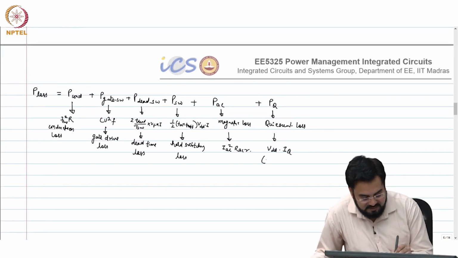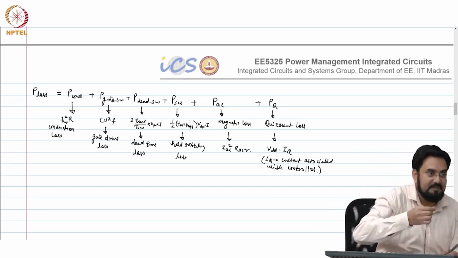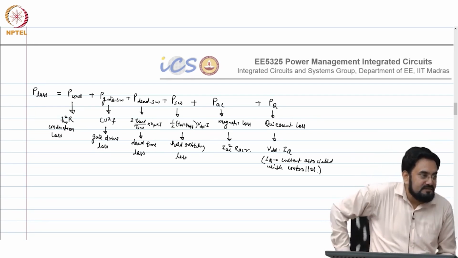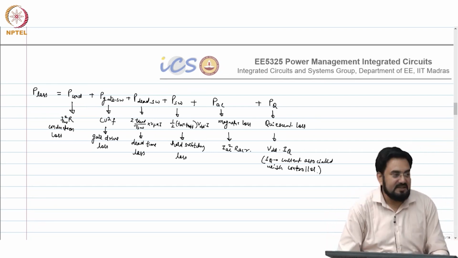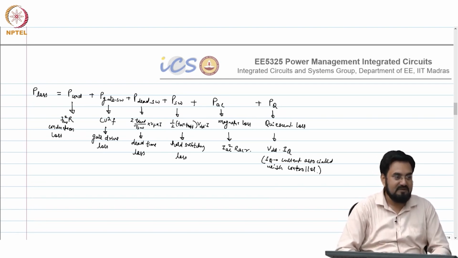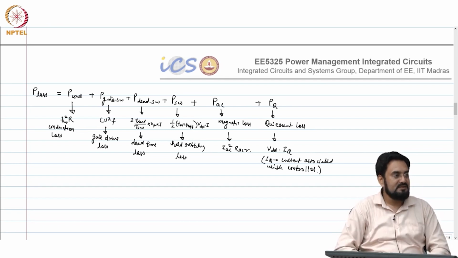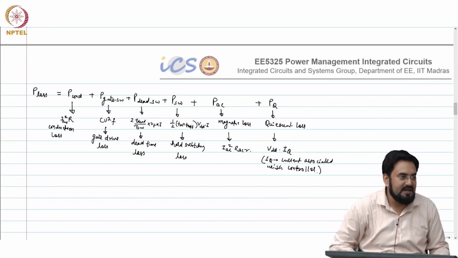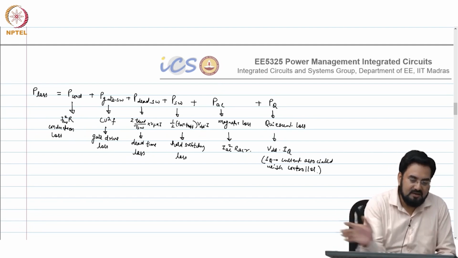IQ is the current associated with the controller. So, you have a controller in the feedback. That is not lossless. There will be some current that is required. So, you have a band gap there, you have comparators, you have an error amplifier. So, all those currents, and this is what starts dominating at very low current when all other losses are low.